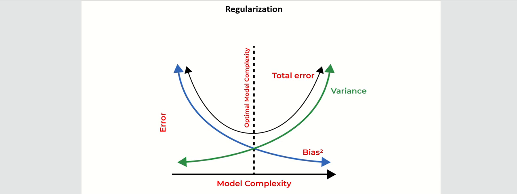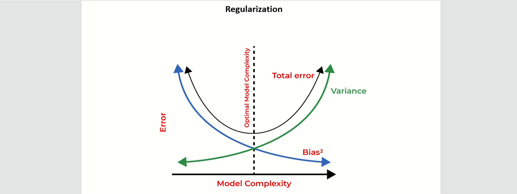The green curve, labeled variance, represents error from too much complexity in the model. High variance can cause the model to model the random noise in the training data, which is overfitting. As model complexity increases, the variance goes up. The red curve is the total error, which is the sum of bias squared and variance. The goal is to find the sweet spot where the total error is at its minimum. That is the point marked as optimal model complexity.